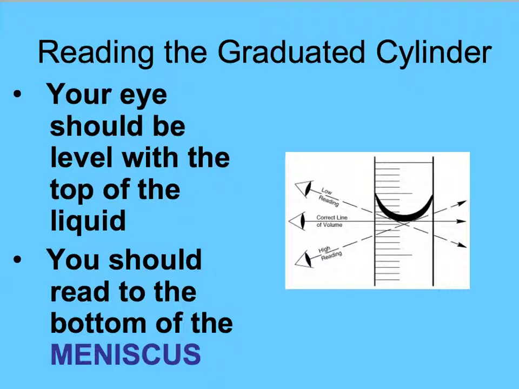Make sure when you're reading from a graduated cylinder that you move your eye to where it's level with the top of the liquid in the cylinder. And again, remember that you're reading from the bottom of the meniscus here.